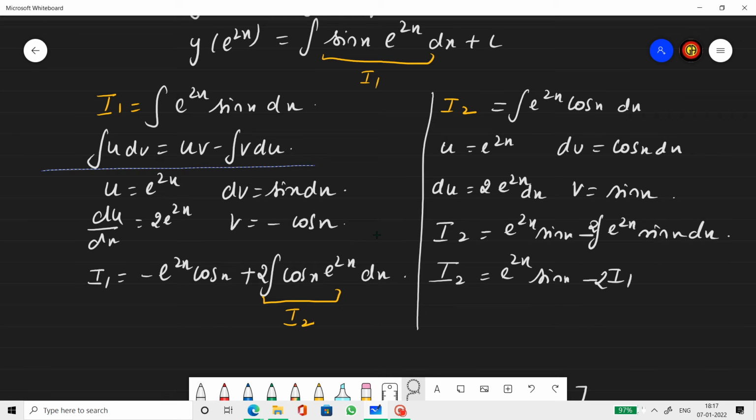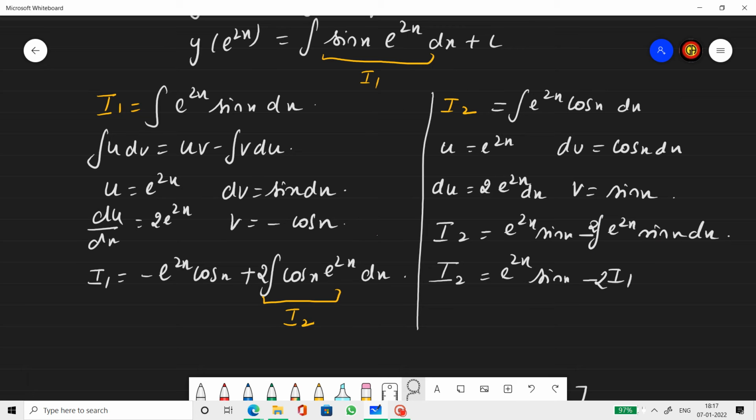Using the same formula, you come to this point. Now, you come to know that e and sin or cos repeats again and again. But then after 2 levels of parts, you get the question back. And this happens all the time. Whenever exponential and trigonometry come together, after 2 levels of parts, you get the question back. So here, we are getting the question I1 back.